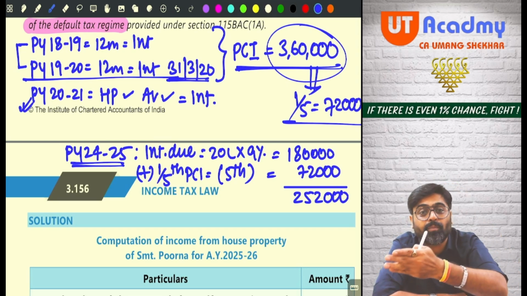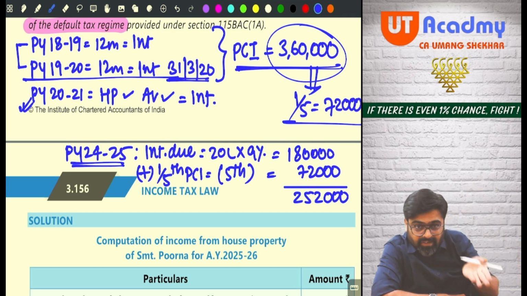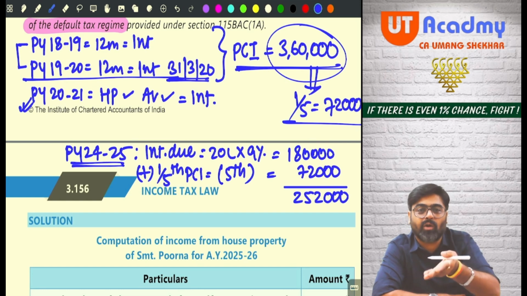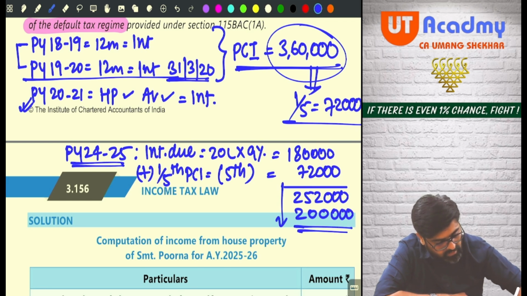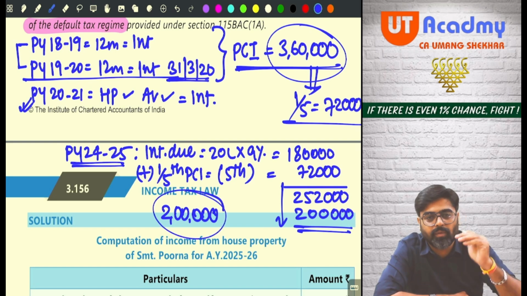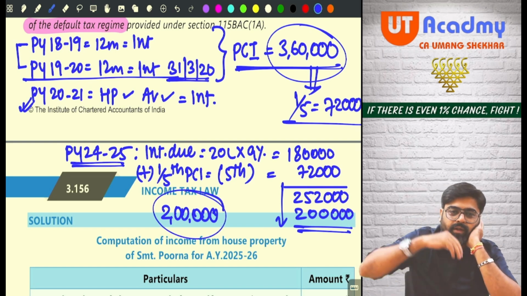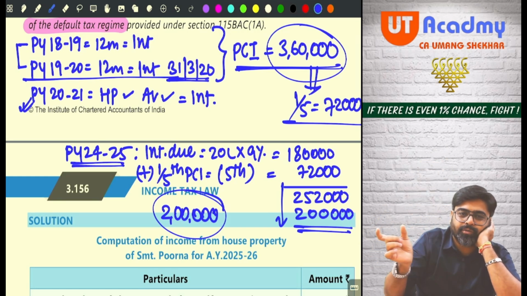So there was a housing loan. On that housing loan, this is the interest. This interest will be allowed subject to a maximum of 2 lakh rupees. This or this, whichever is lower. Tell me how much will be the deduction? 2 lakh. And what will be the final income, you know? Nil, nil, nil, nil, nil, nil. 2 lakh. Loss of 2 lakhs.